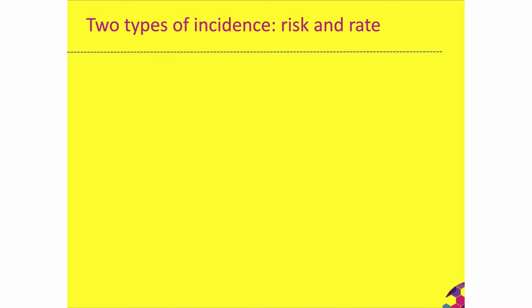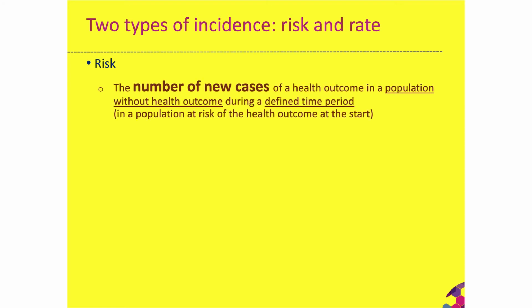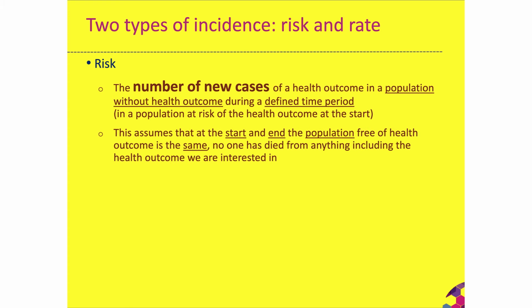And there's two types of incidence that we can look at: risk and rate. Risk is the number of new cases of a health outcome in a population without a health outcome during a defined period of time, in a population that is at risk of the health outcome at the start. This assumes that at the start and end, the population free of the health outcome is exactly the same, i.e. that no one has died from anything, including the health outcome we are interested in.